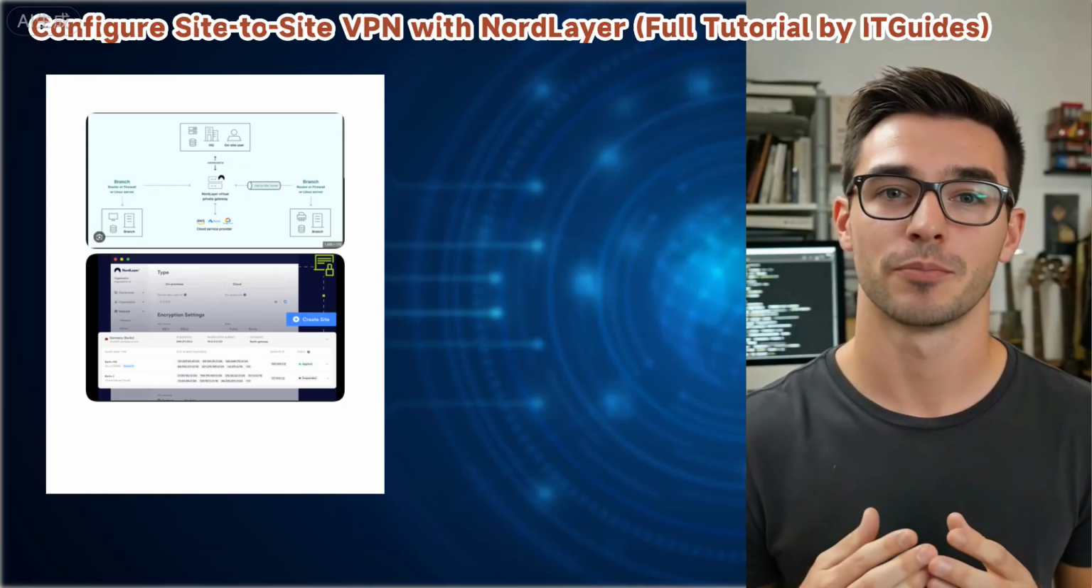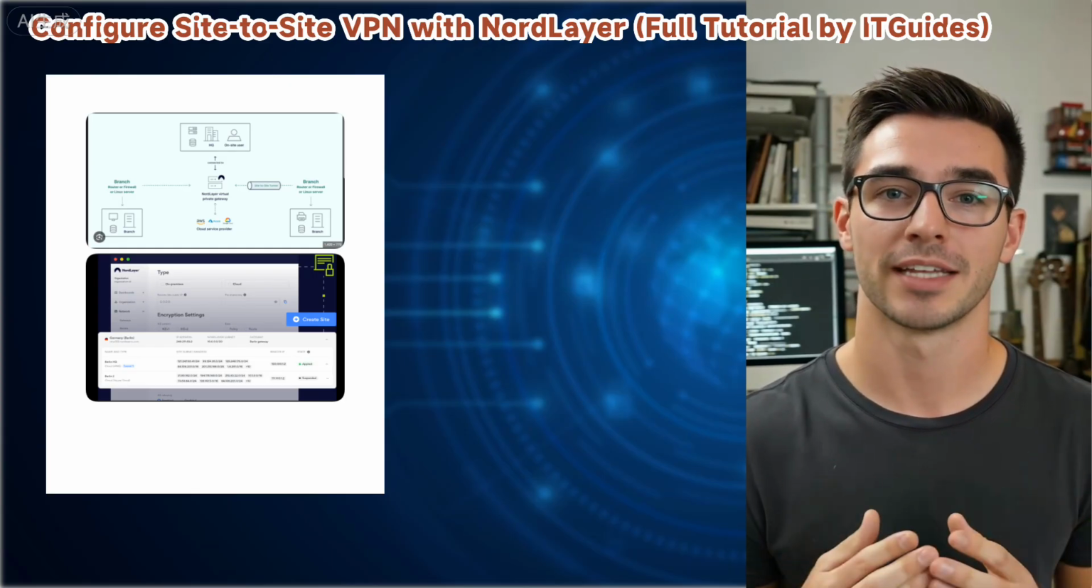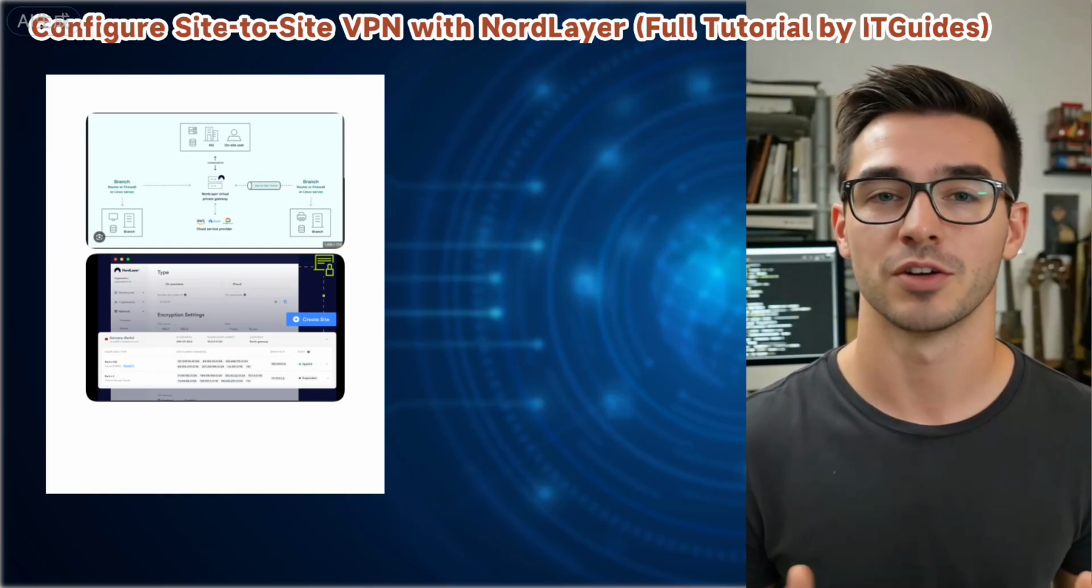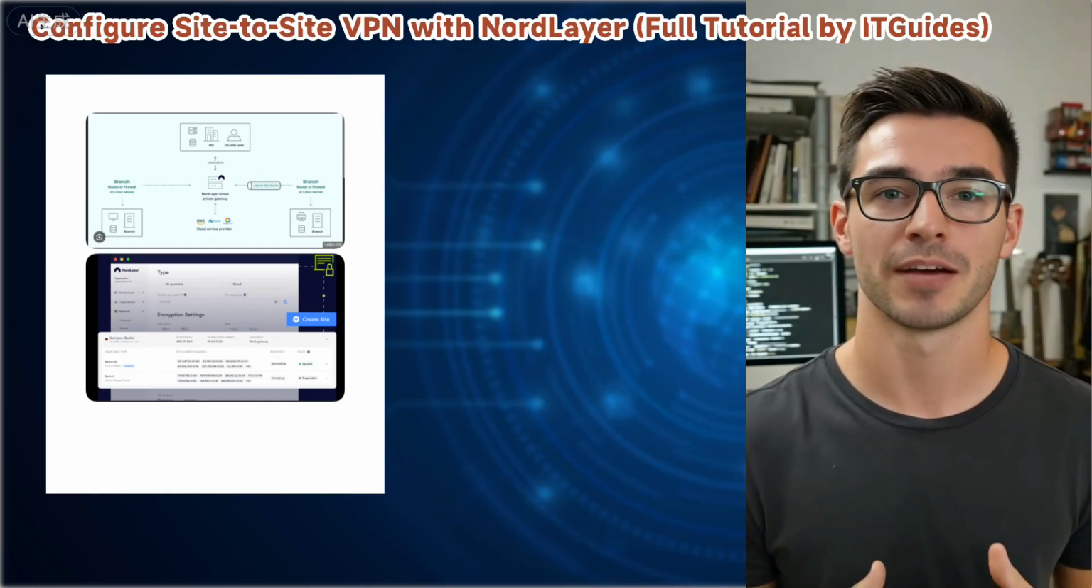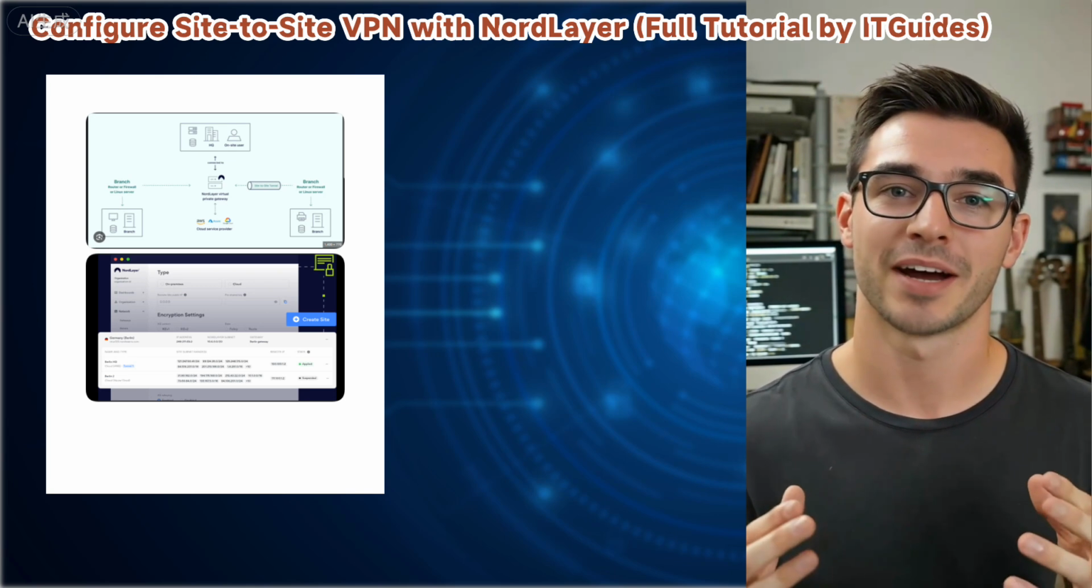5. Routing and subnet advertising. Ensure both sides have correct traffic selectors, your on-prem LAN and the remote private gateway subnets. If NordLayer requires route advertisement or next hop config, follow the console steps to publish your on-prem subnet to NordLayer users and other gateways.